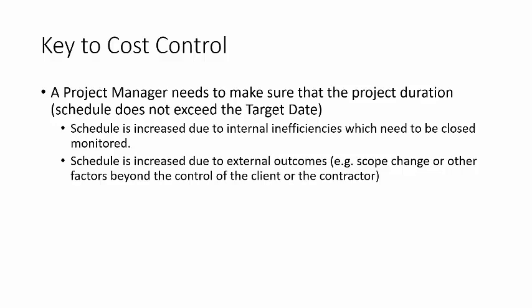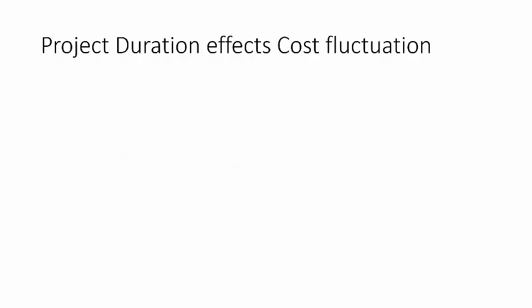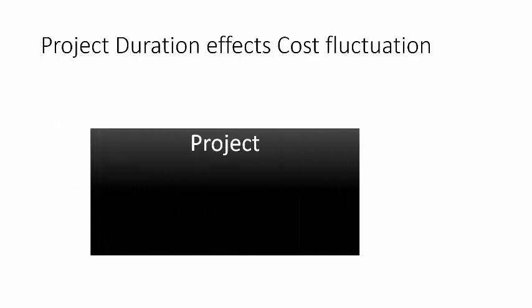So I think this is another issue which has got to do with project risk and what can happen. So a schedule can increase due to our internal inefficiencies, or it can increase due to external outcomes such as scope change. So project duration affects cost fluctuation. Here, just let me show you.